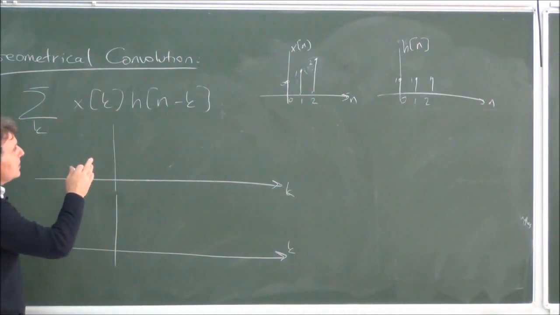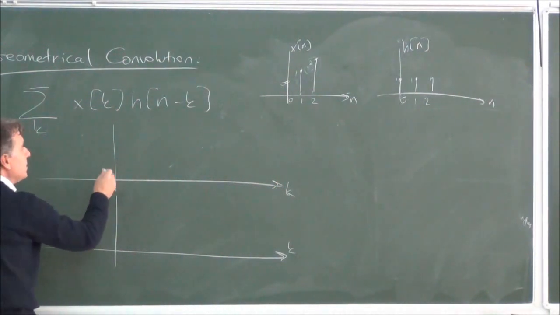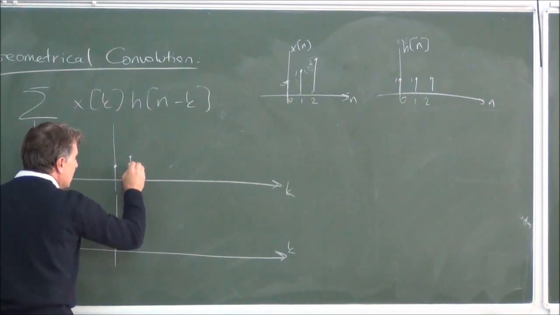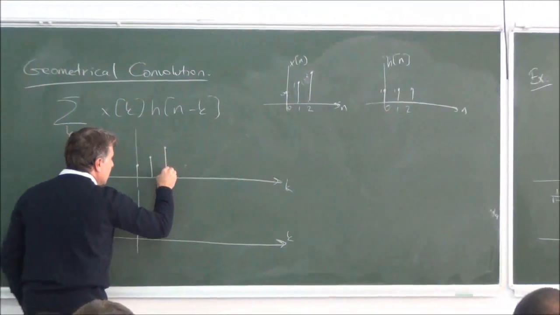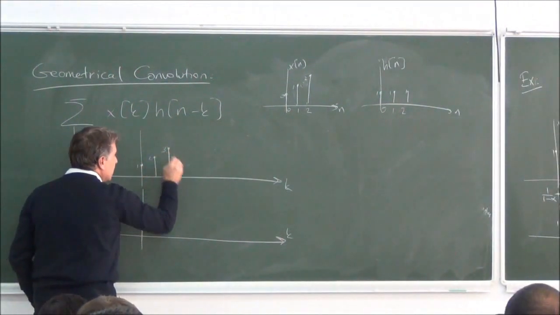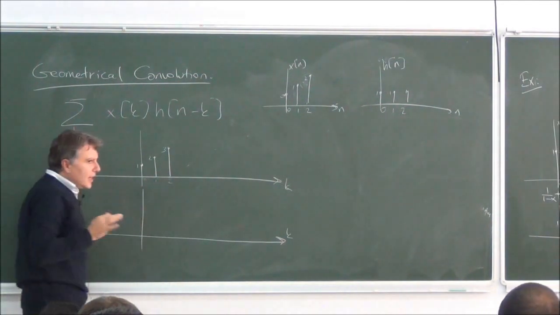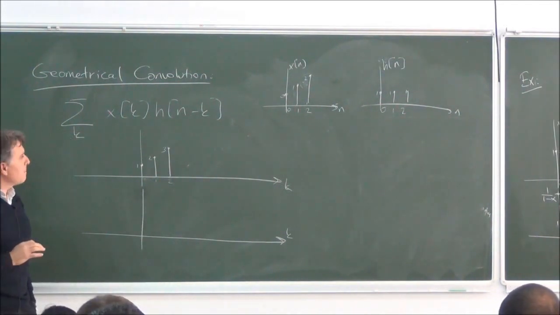Now clearly, over the k-axis, x of k will be the same shape, right? This one, and this one. 1, 2, and 3. This is the k-axis at 0, 1, and 2.